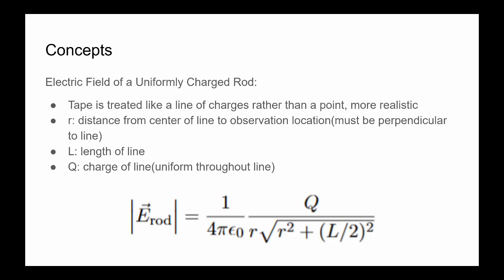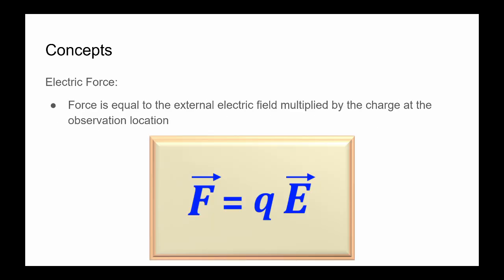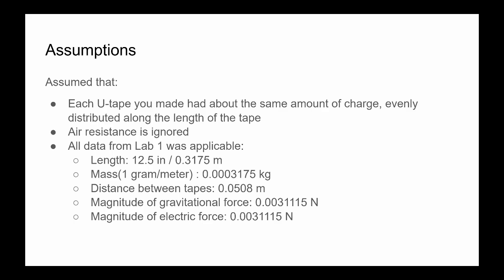The second concept, which is new for this lab, is the electric field of a uniformly charged rod. This is going to be used because we're treating the tape as a line of charges, or like a rod, rather than a point, which is more realistic. In this equation, R is the distance from the center of the line to the observation location, L is the length of the line, and Q is the charge of the line, which is uniform throughout. The final concept is electric force, which is equal to the external electric field times the charge at the observation location.